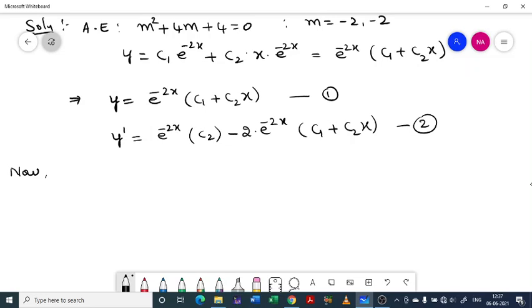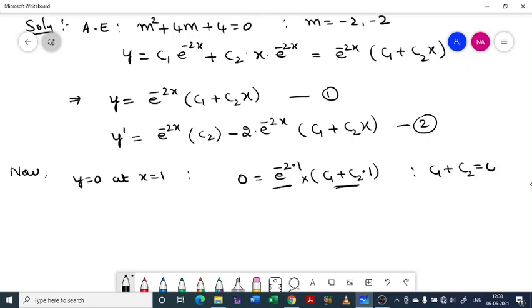Now y equal to 0 at x equal to 1. So this implies 0 equal to e power minus 2 into 1 times c1 plus c2 into 1. So that is just c1 plus c2. The product of these two numbers is 0, which means either this should be 0 or this should be 0. But e power minus 2 can never be 0. So from this, c1 plus c2 equal to 0. That we got from equation 1.